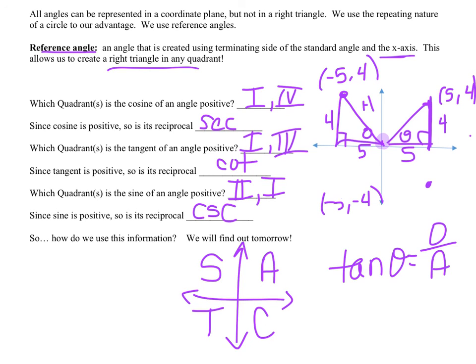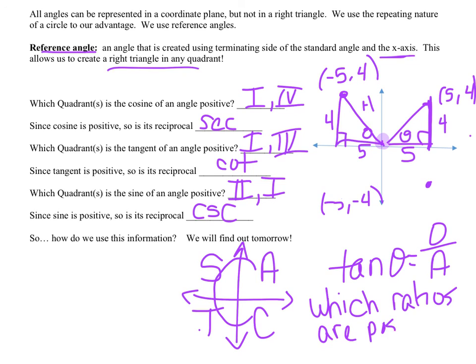So we create an acronym: All Students Take Calculus. Your friends might have other things, but it goes in a C, just like the quadrants do. All students take calculus: all, sine, tangent, cosine. That tells you which ratios are positive in that quadrant.